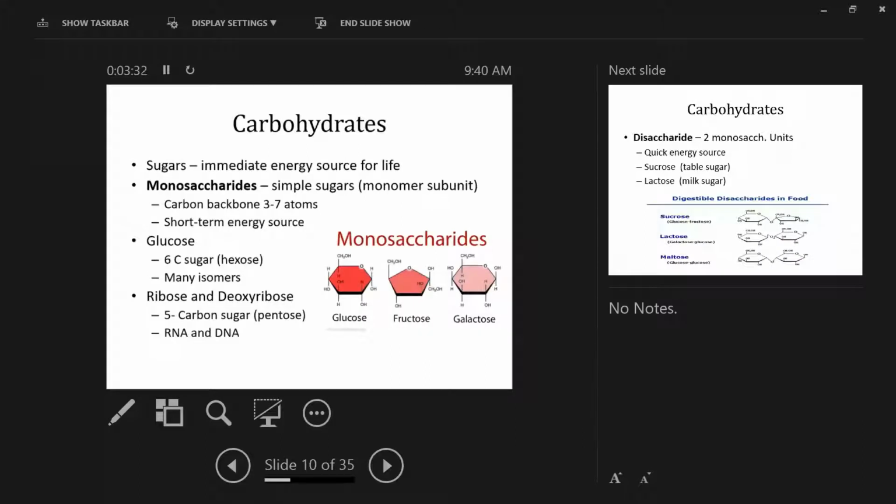The first are carbohydrates. So you'll need to understand that monosaccharide means 1 sugar, and these monosaccharides are used for an immediate energy source. An example would be glucose or fructose, a 6-carbon sugar. The nucleic acids, DNA and RNA, both contain a sugar, either ribose or deoxyribose, respectively.